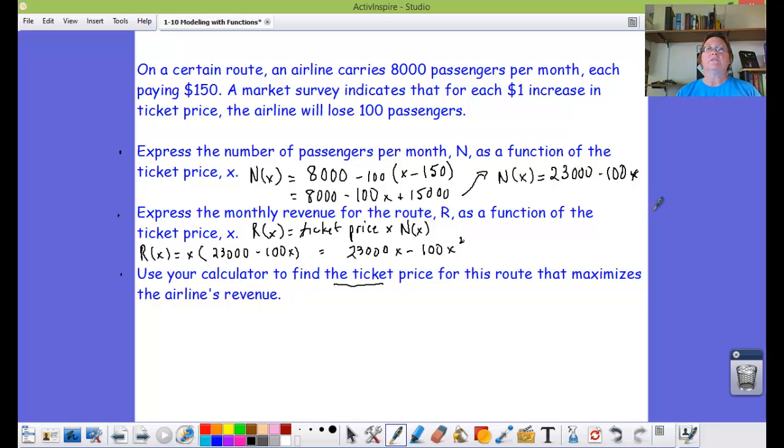Hey, that's not linear, folks. That's quadratic, which is why we will be able to find a maximum value. There will be some top of the hill as far as revenue for this company.